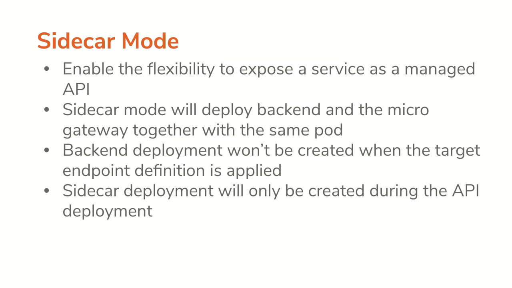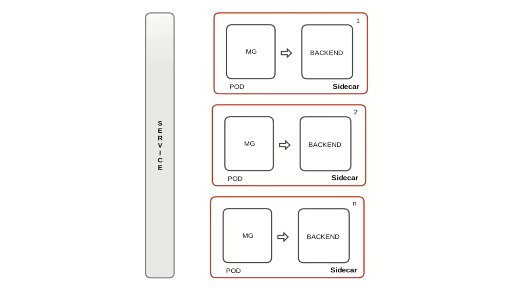You can see the target endpoint definition in private jet mode will create the backend service deployment immediately after you apply it, and the sidecar deployment will only be created once the API is deployed through our API operator. As shown in the image, in the red box, both the micro gateway and the backend service will reside in the same pod and communicate within their local network. There will be a service created which provides access to outside users.